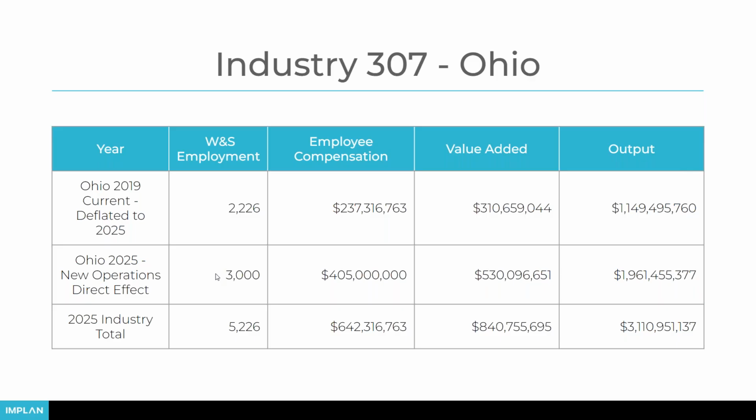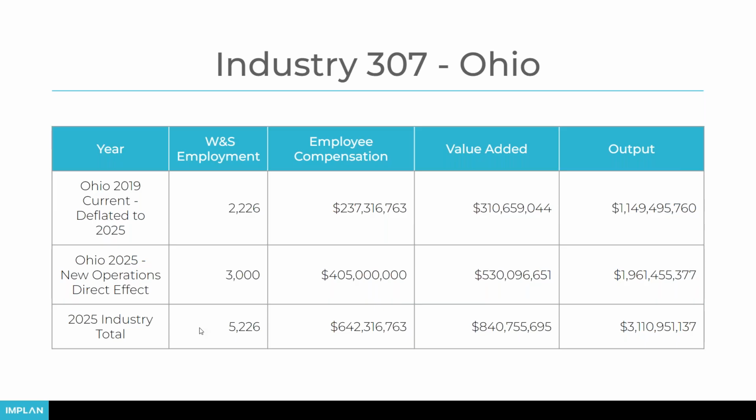Row 2 here is going to be our 2025 operations of the new facilities, or the direct effect from our results. Again, that's going to be the impact results from our IIA modeling our new Industry 307 output. Just with a quick glance, you can see that this output value is nearly twice that of how Industry 307 would look without this new manufacturing plant. And then lastly, our row here is how Industry 307 would hypothetically look in the state of Ohio in 2025, given this increase in operations.